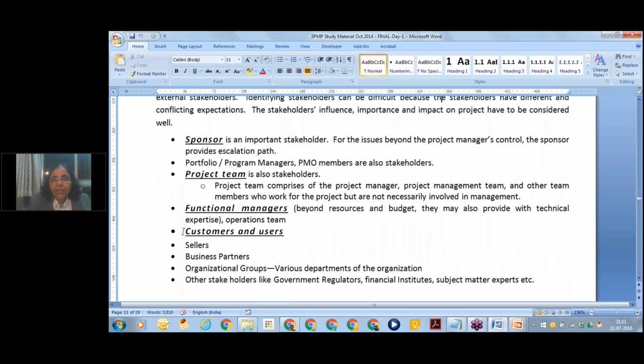Customers and users. I am implementing SAP at Haldiram's Nagpur. So Haldiram's Nagpur is my customer. Everyone working there is a stakeholder for me. People who will directly use SAP in Haldiram's are my stakeholders. In fact, they are my important stakeholders. If I have vendors, if I'm buying things, my vendors are my stakeholders.